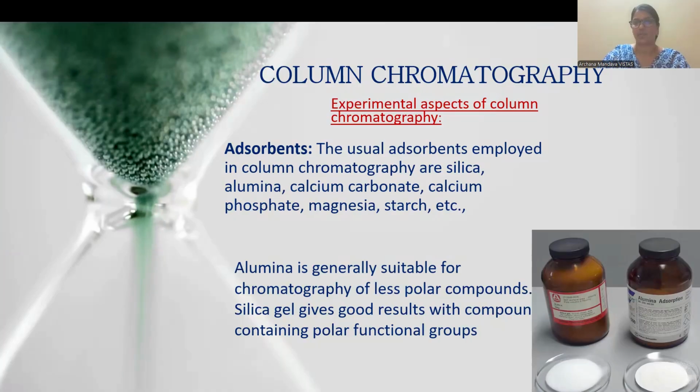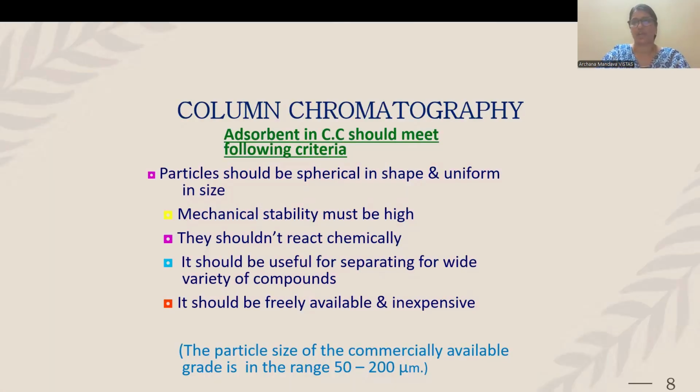more functional polar groups. So adsorbent should have the following criteria because adsorbent is one of the important aspects of a column chromatography. So the particles should be spherical in shape and uniform in size. Spherical in shape for more adsorption and uniform is for without air entrapment. And it should have a high mechanical stability, it should not react chemically, and it should have a wide range of separation ability. Then it should also be available freely and it should be inexpensive. The common particle size range we look for in adsorbent materials is 50 to 200 micrometers.